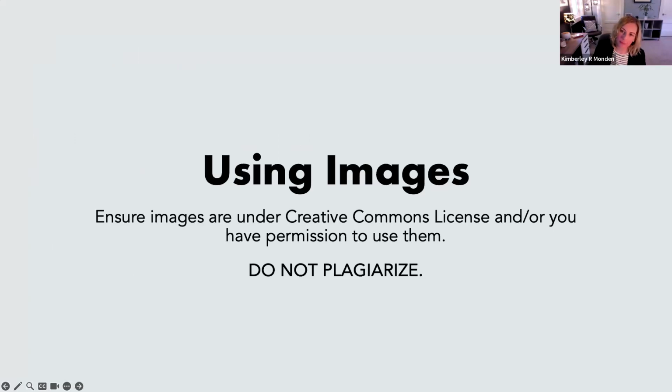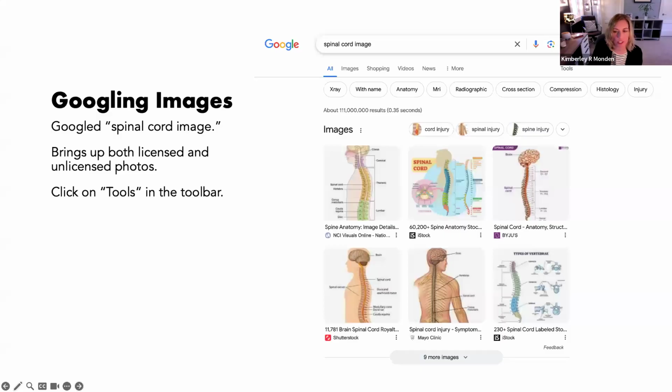When you're using images from the internet, you need to make sure that they're under a Creative Commons license or that you have permission to use them. You can't just take images off the internet. It's very easy to go and Google, find an image, and say, I'm going to slap this on my poster or in my presentation. But when you do that, it's actually plagiarism. So you need to make sure that you have the appropriate permission to use the images that you're putting in your poster. There's a really easy way to do this.